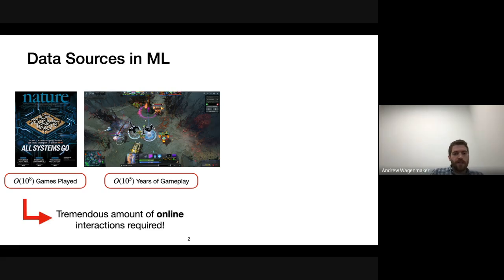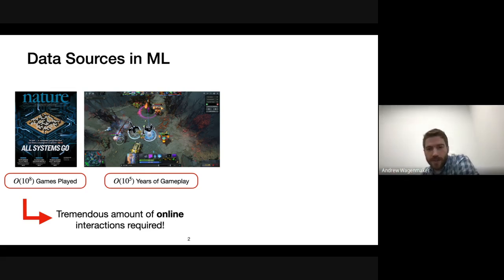And the key thing in both of these examples was that the samples were all collected online. So these were all online interactions with some sort of game system that the agent required in order to learn how to perform effectively.